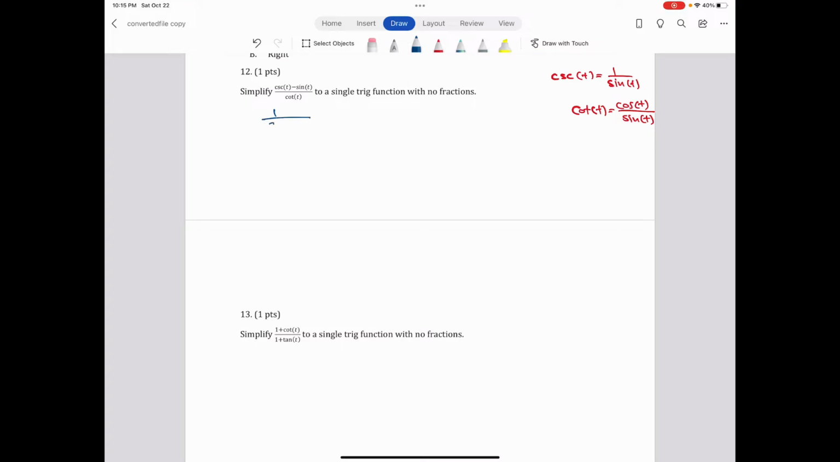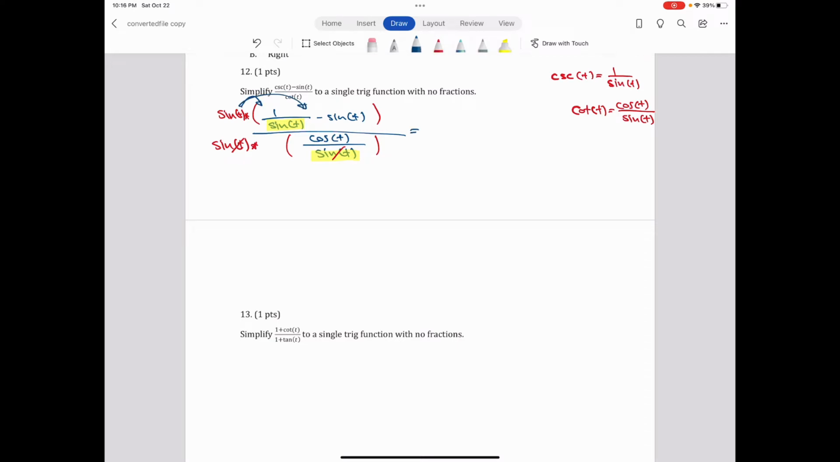So 1 over sine t minus sine t divided by cosine t over sine t. Now it will be beneficial if I can get rid of this sine and that sine. So what I'm going to do here, I'm going to multiply the numerator by sine t and then multiply the denominator by sine t. These will cancel immediately, and then I need to multiply or distribute.